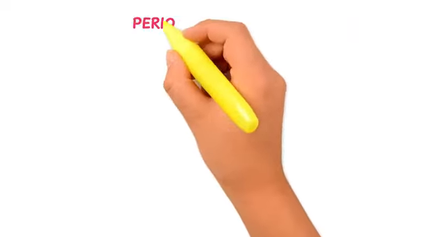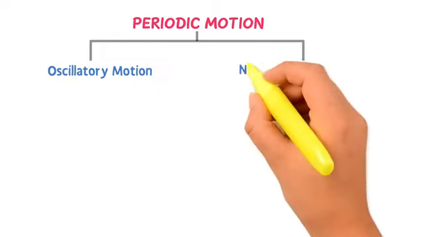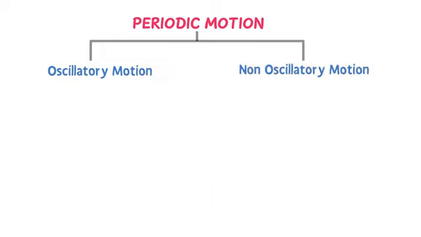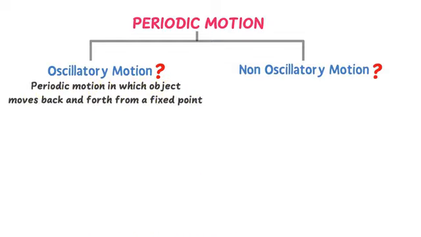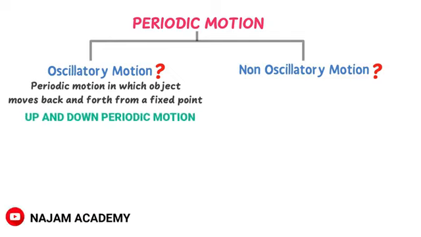Now let me teach you that periodic motion is further divided into two types of motion: oscillatory motion and non-oscillatory motion. Here, what is oscillatory motion and what is non-oscillatory motion? Well, periodic motion in which an object moves back and forth or up and down from a fixed point is called oscillatory motion.